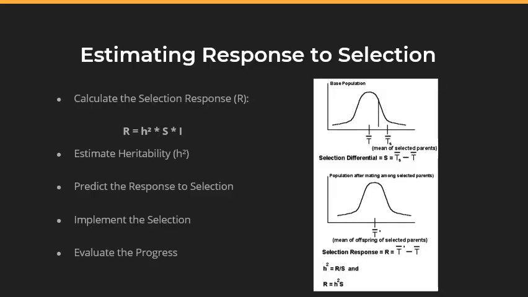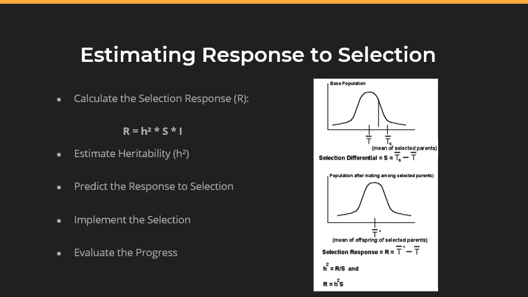Now we need to find our R value, which is the selection response. The R value estimates how much the mean trait value of the selected offspring generation will improve due to the selection. It is calculated as shown below, where h squared is the heritability, S is the selection differential, and I is the selection intensity.